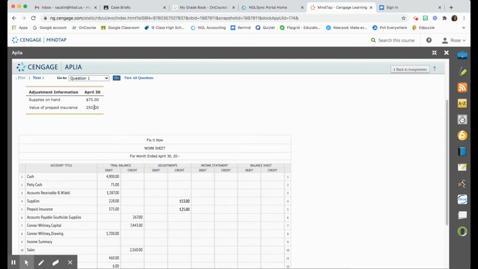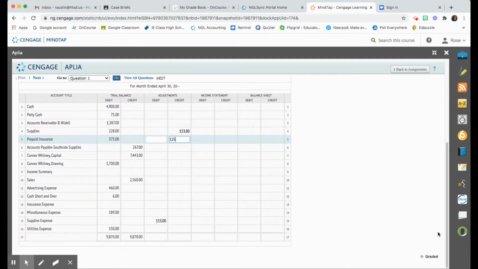$250 value for insurance. All right, and we've entered a credit, so we need to enter a debit somewhere. So that's where this insurance expense comes into play. All right, we have a $125 credit to prepaid insurance. Now we need a $125 debit to insurance expense. Okay, and so these two entries offset each other. And same thing as the trial balance, you need to add these columns up. So you can see that 125 and 153 is 278. And again, 153 and 125 is 278. So debits equal credits. And that's it for this adjustment section.